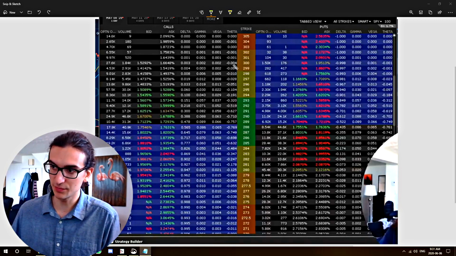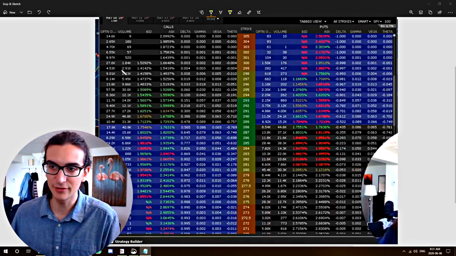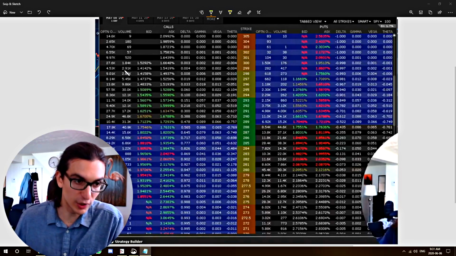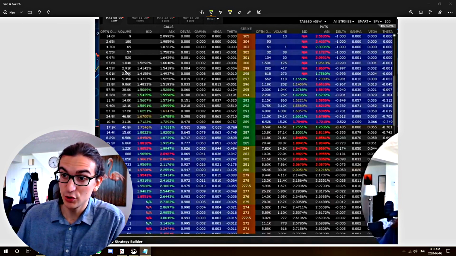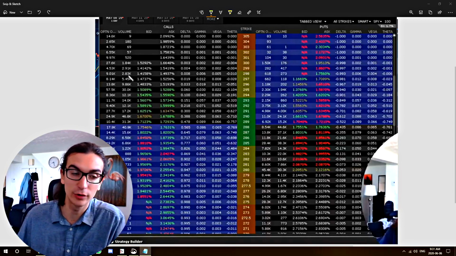You can see here, so these yellows are 1 standard deviation. This is 2 standard deviations away from the current trading price. And you can see that they are still having a lot of volume there on those 2 standard deviation strikes. So if you're trading spiders or NASDAQ, you should generally always have a lot of option liquidity to work with. So that is not going to be a problem.